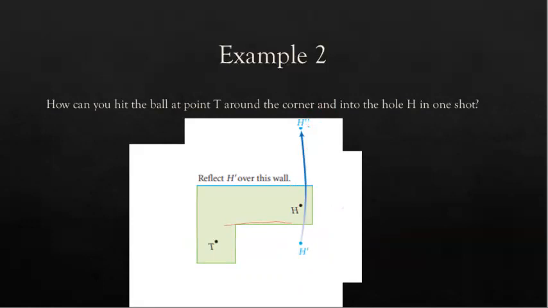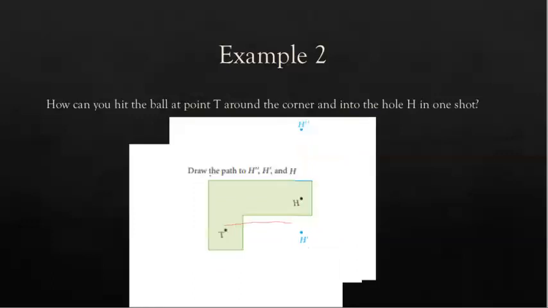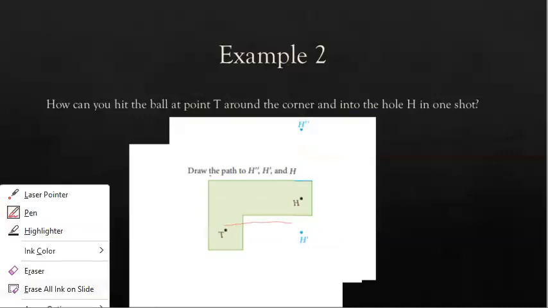Then we want to draw a path from the T to H double prime. So from T to H double prime. And then we will draw from that one down to H prime and then to H. So let's draw that in now.